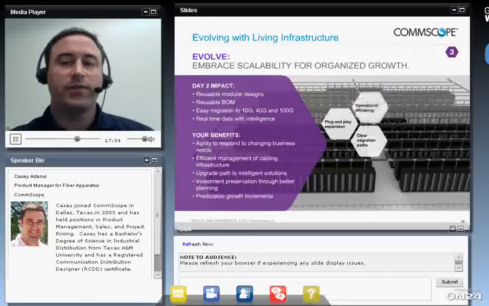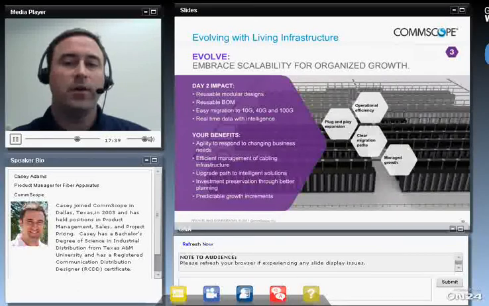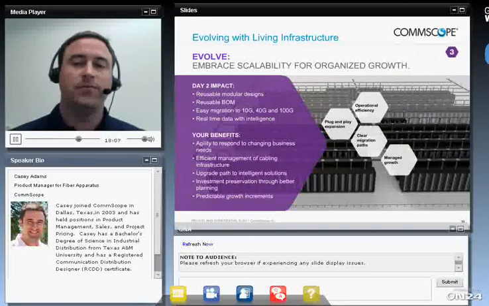The last stage of the process is evolve, how to embrace scalability for organized growth. On Day 2, a well-thought-out design will be able to migrate from one application to the next with minimal disruption, provide for the reuse of bill of materials, and offer the opportunity to reuse parts from old design to new. This will make the migration path from 1 gig to 10 gig smoother and 10 gig to 40 gig and 100 gig simplified. Through plug-and-play expansion, you can remove the least amount of parts to improve your channel to the next level of performance desired.